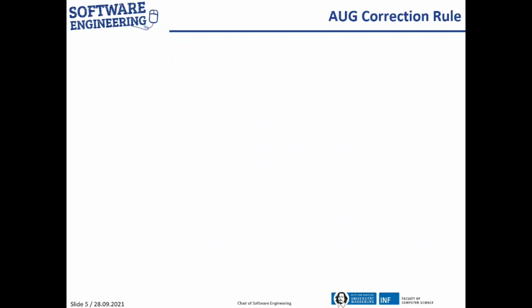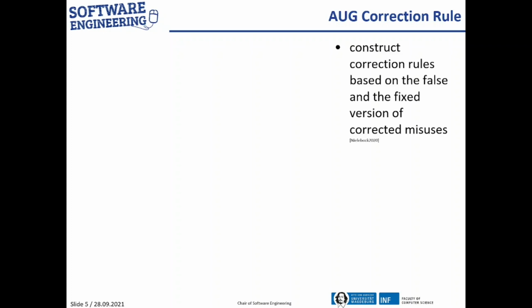We used those AUGs in previous work to generate so-called correction rules. A correction rule describes, when we have an AUG describing an API misuse, how this AUG has to be transformed to become a fixed version. And we generated those rules automatically by using false and fixed versions of already known fixed misuses. And we obtained these two versions via repositories.